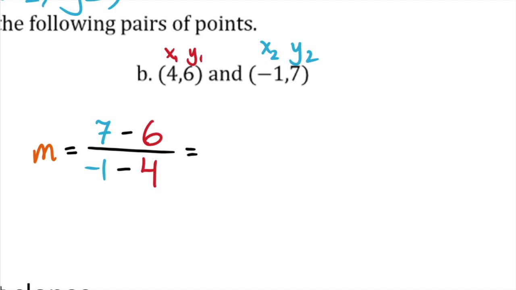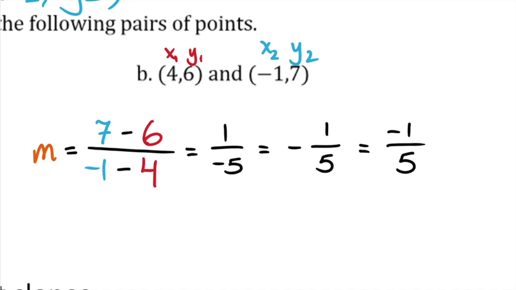So up top, what we're going to have is 7 minus 6 is 1. On the bottom, negative 1, take away 4 more is negative 5. And 1 over negative 5 is technically fine. But you might be thinking to yourself, wow, that looks a little weird, and I don't know why. Most of the time, we don't have negatives on the bottoms of fractions. So 1 over negative 5 is the same thing as negative 1/5, or negative 1 over 5. All three of those mean the same thing.